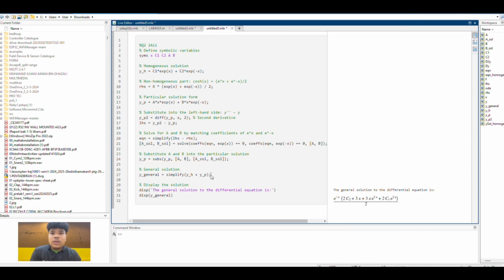Next, add the homogeneous solution YH and the particular solution YP to get the full solution. For example, Y general equals simplify YH plus YP. The last step is to display the solution. The output will show the general solution to the differential equation.